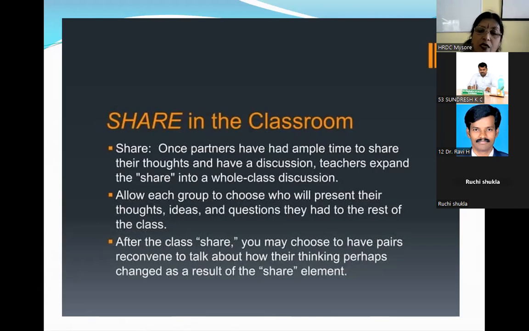After the class share, you may choose to have pairs reconvene to talk about how their thinking perhaps changed as a result of the share element. After sharing, we can ask the students what is their feedback. How did they learn by the sharing of the others? So this becomes a very effective method, think, pair, share. So concepts can be given to the students. We should guide them, we should facilitate them, ask them how to go about it. But the process is first they think, then they pair, then they share.